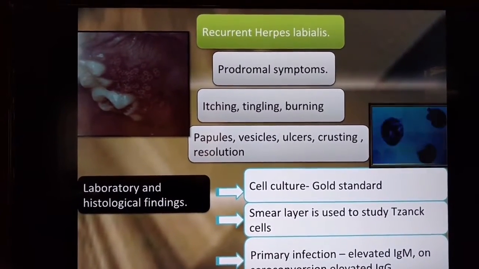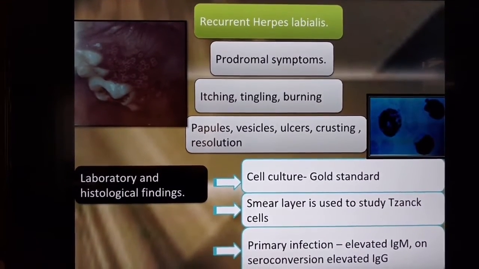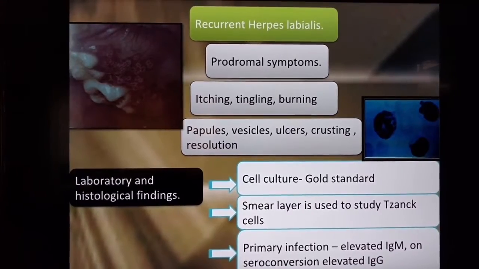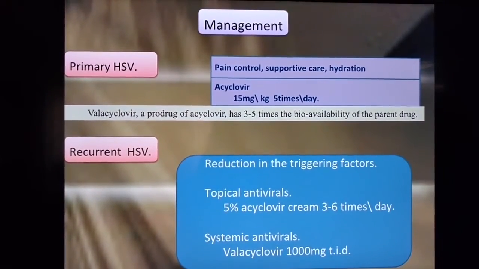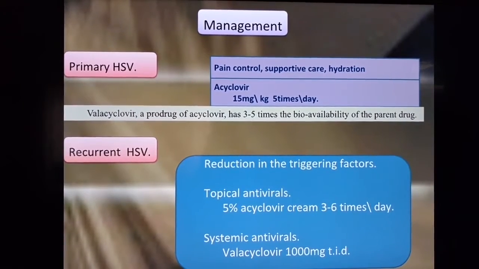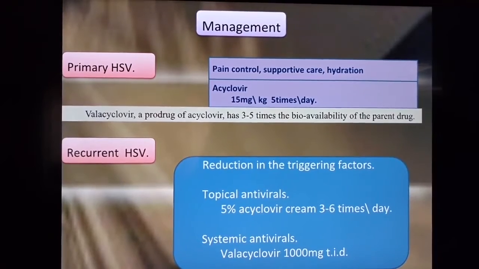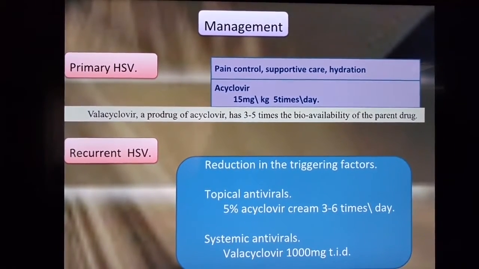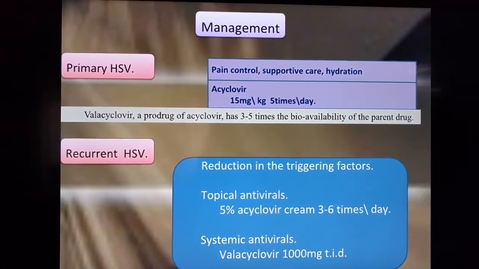Apart from that, you will also find another condition called varicella zoster infection, VZV infection, which is characterized by chicken pox, and sometimes if it gets reactivated, it flares up as a condition called herpes zoster or shingles, which is still a dangerous condition.